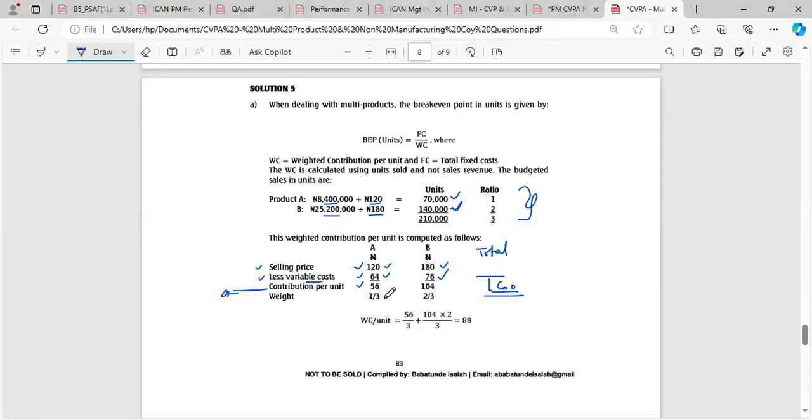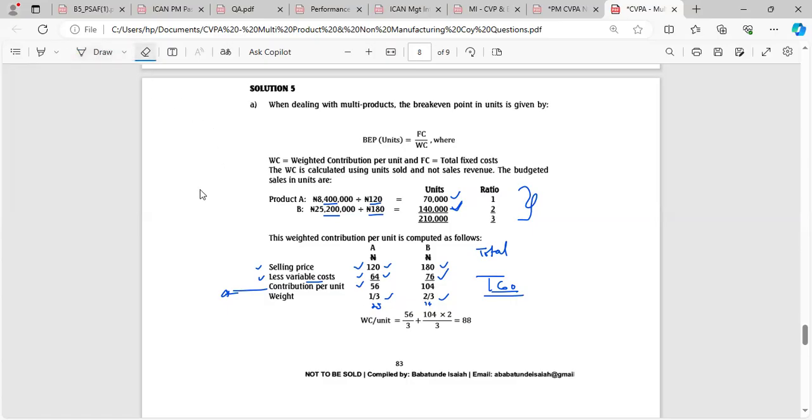Now, how do we get this weight? If we are told in the question that product A's contribution is 60, product B is 40, or one is 25, the other one is 75, it's simple maths. Just come and put the one. If A is 25, put 25 under. If B is 75, put 75 under. It's simple math, just like the one that we did earlier.